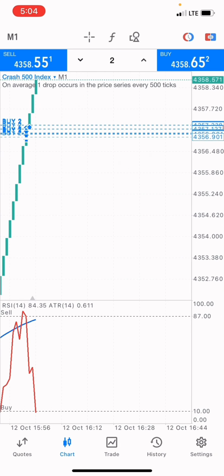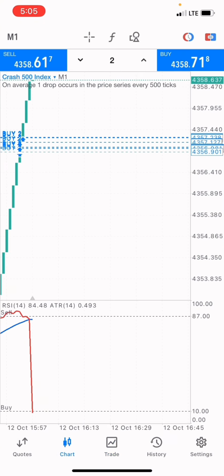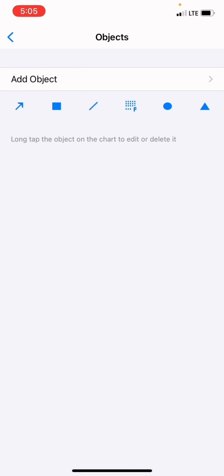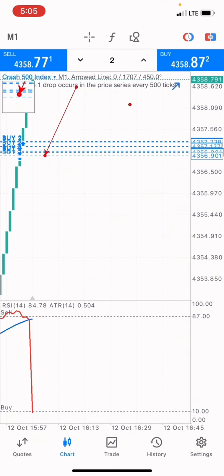As you can see right now, I've gotten 4 candles successfully and I'm in a profit of 77 USD on the Crash 500 index market. So after this last candle, I'm going to exit the market.